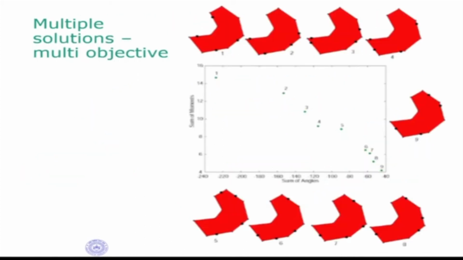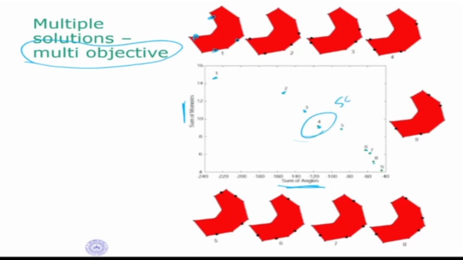By doing that, these are some examples. For example, the red one is an object, and you're placing fingers at different positions. So this is one finger, another one, another one, another one. In each of these, you can see that the fingers are at different locations, and the objectives are being evaluated. If you plot them, the sum of angle versus the sum of moments, then these are some of the solutions that we are getting. This is multi-objective, so we will get multiple solutions. Then from these, you can choose one of the solutions.